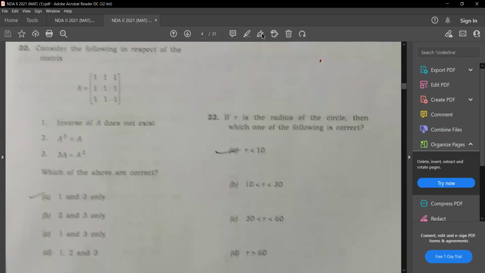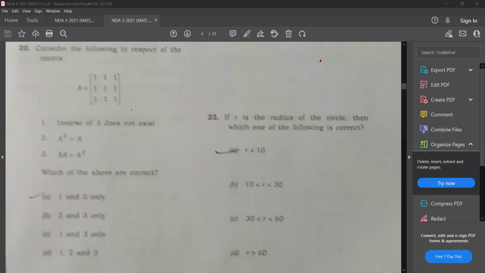Consider the following in respect of the matrix A, with all entries 1. Inverse of A does not exist. A cube is equal to A. 3A is equal to A square. Which is the correct statement you have to choose? Here, if you find the determinant, the determinant is not equal to 0. So we cannot say that. You just check the determinant. Determinant will not be 0, isn't it? Okay.